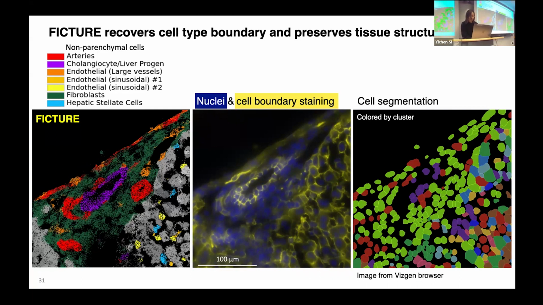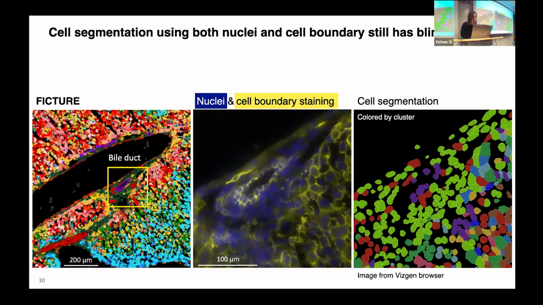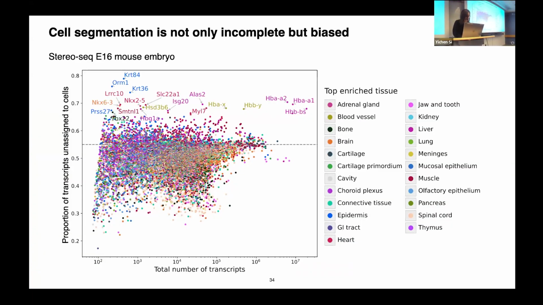Yeah. So I have a little bit more time than I thought, so I will go ahead and show you a few supplementary pieces of information. I want to emphasize that cell segmentation is not only inefficient in that it captures only a small proportion of the transcripts, but it's also biased.